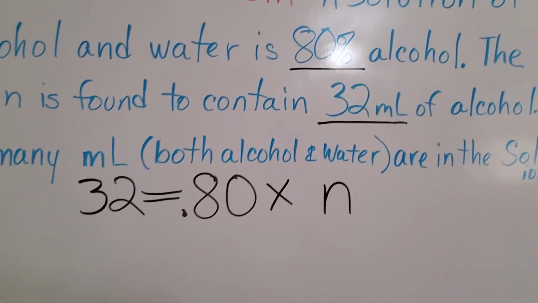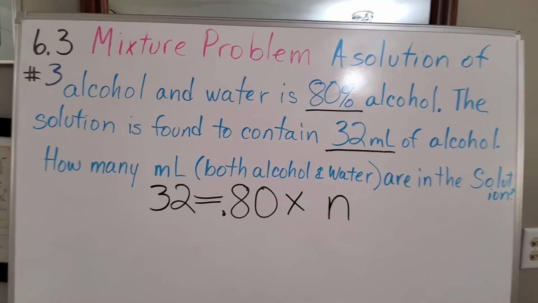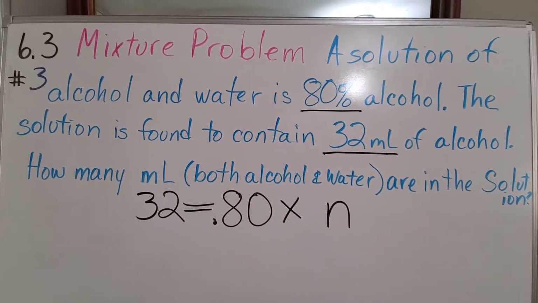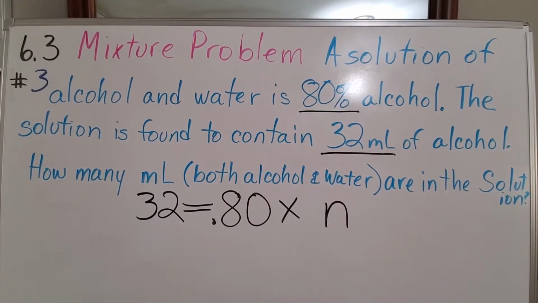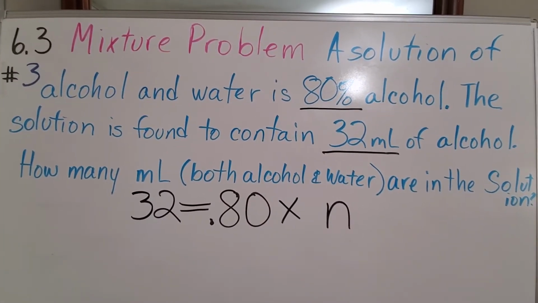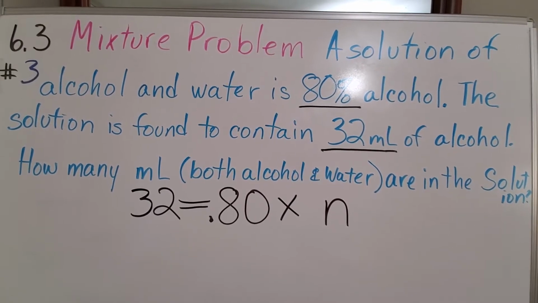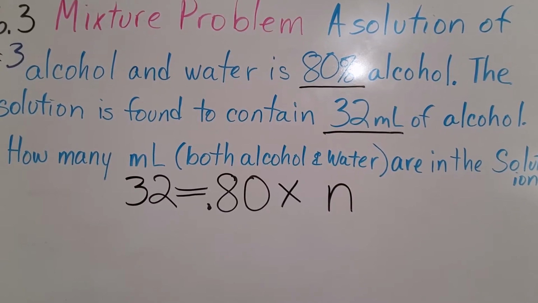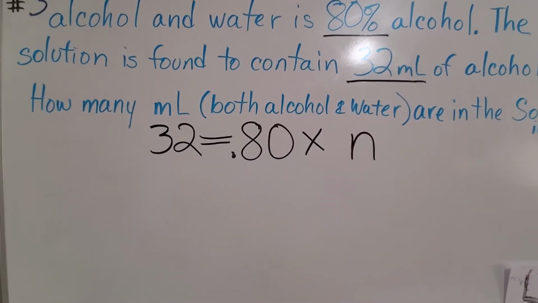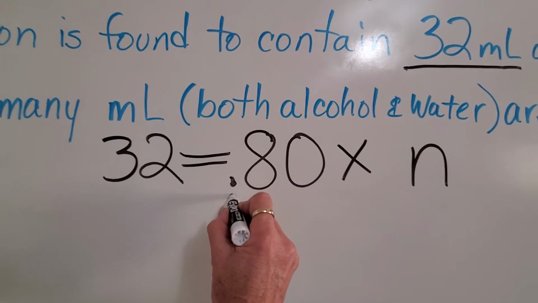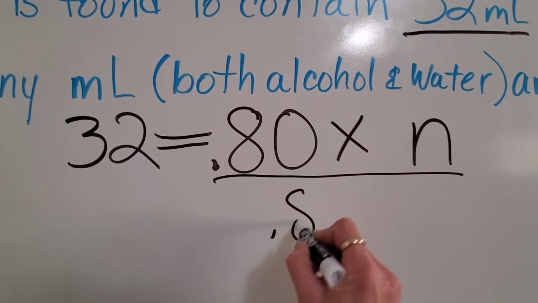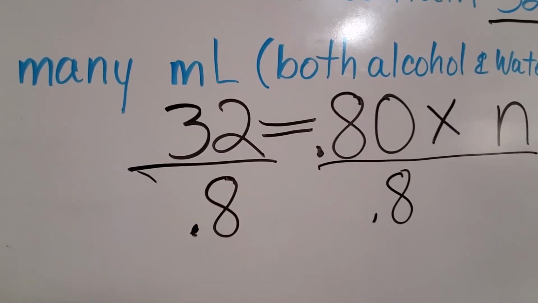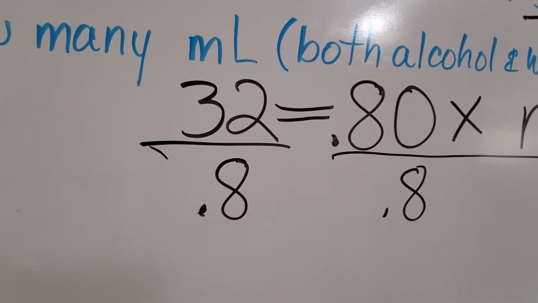Okay, 32 milliliters of alcohol. That's how much alcohol is in it. And that's 80% of the solution. So it would be correct to say 32 is 80% of what number? So now we need to isolate n. We're going to divide out. Okay, and then do the math.